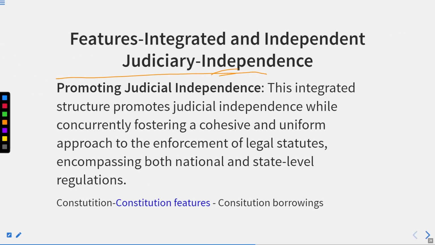Independence, promoting judicial independence. This integrated structure promotes judicial independence while concurrently fostering a cohesive and uniform approach to the enforcement of legal statutes. Okay, it encompasses both national and state level regulations. However, the parliament has the power to amend the constitution, but as I have told you, they are not allowed to curb the power of the courts. They could increase it but could not curb it or decrease it. Okay, so this gives them the independence. All right.